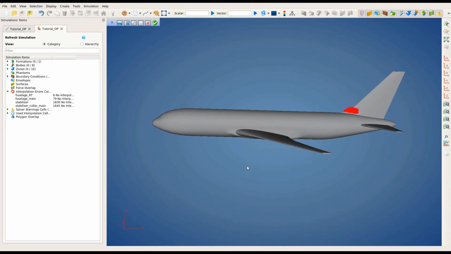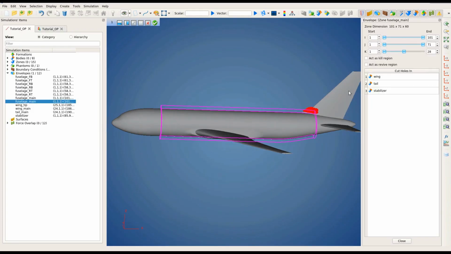In this next example, we can see there are interpolation errors in the stabilizer area. Looking into the fuselage in edit mode, it appears the envelope is too big, therefore causing interpolation errors. We can repair this by limiting the size of the envelope.